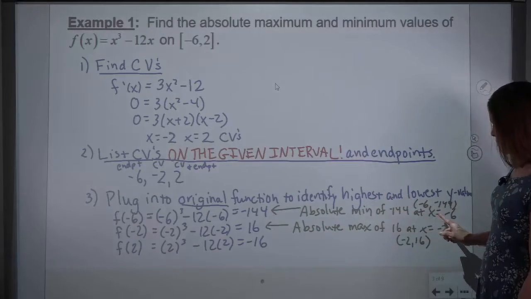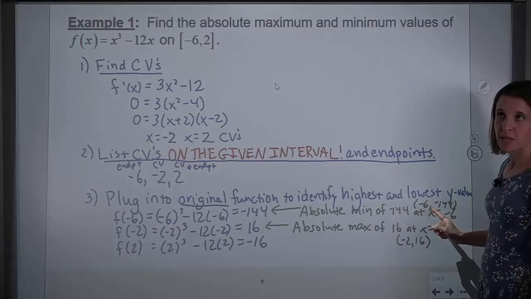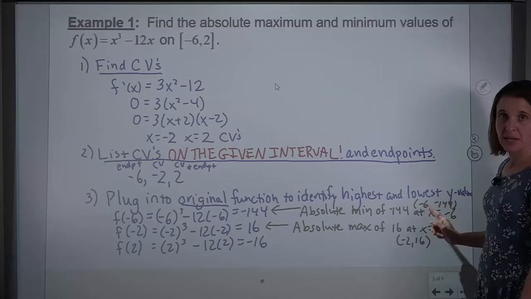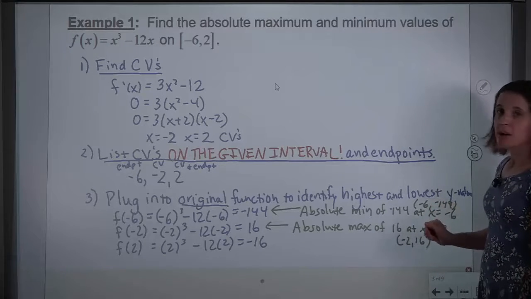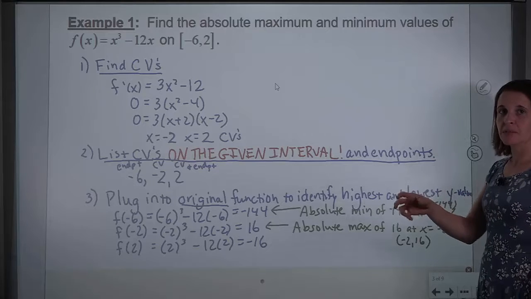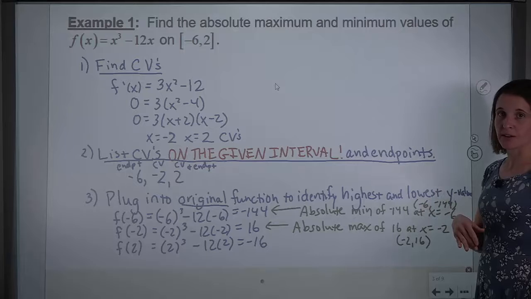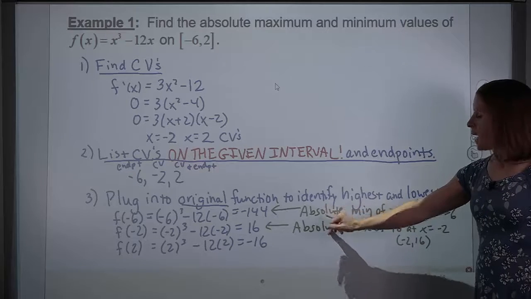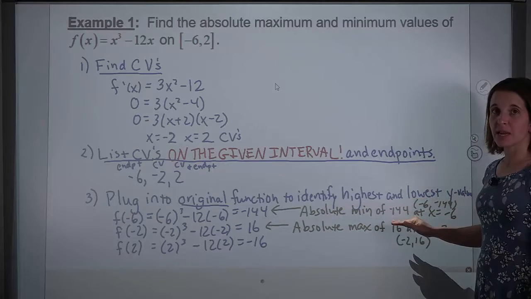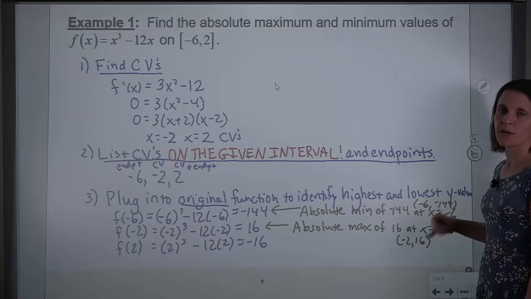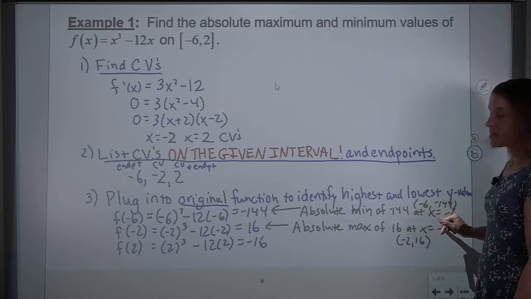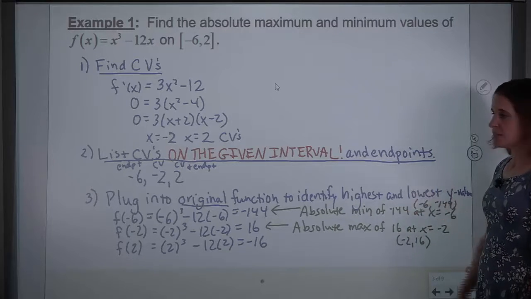Some questions will ask you to state it as an ordered pair, and it would be (-6, -144). Some questions will have fill in the blanks to make sure you really understand that a max or a min is a y value and that the x is when or where it occurs. So it might say absolute min of, and you would type -144 that occurs when or where or at x equals -6. So you might see that as well.